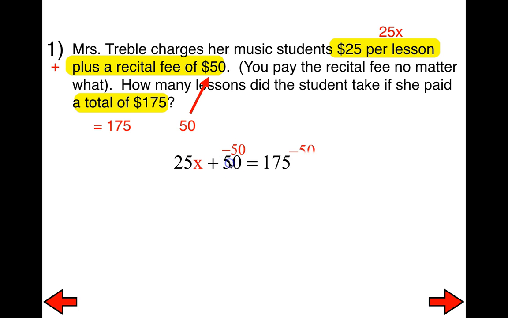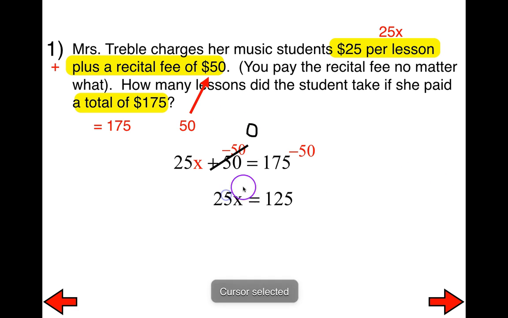I'm going to subtract 50 from both sides. This is going to equal 0. I'm going to go ahead and put a 0 right here. And now, moving on, that's going to leave me with 25x equals 125.